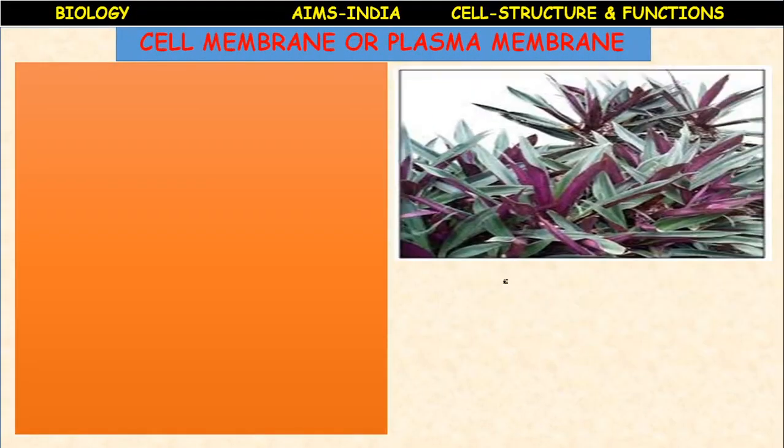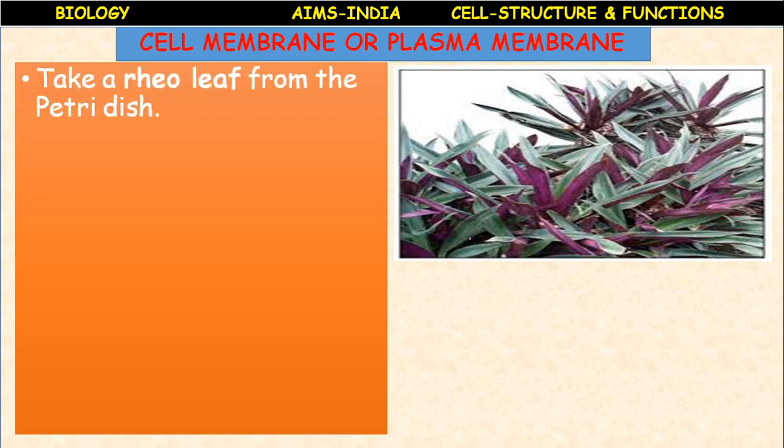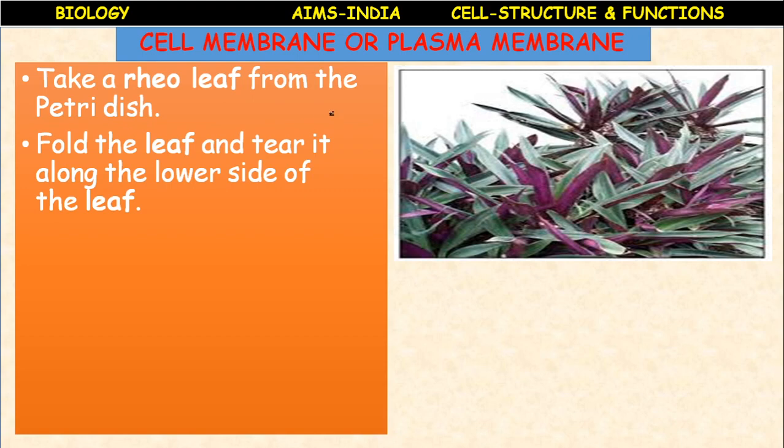Cell membrane. The cell membrane is an important structure which is common in both plant and animal. Almost all living cells possess an outer membrane called a cell membrane. In order to understand this cell membrane, let us do one activity, that is Rhoeo leaf. This is the plant. Rhoeo plant is a cotton plant.